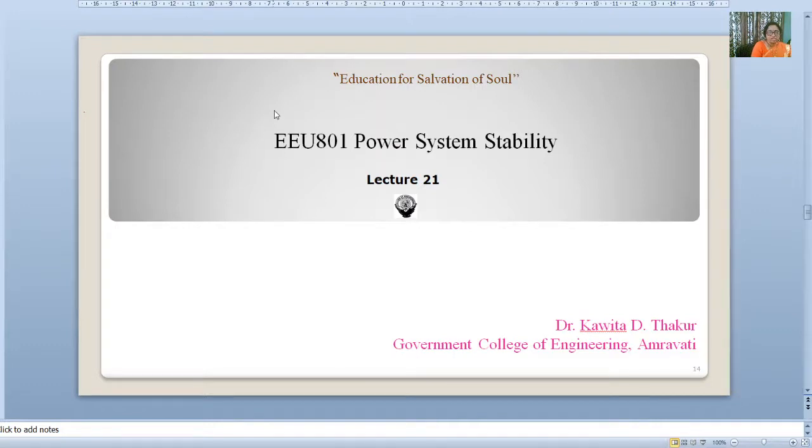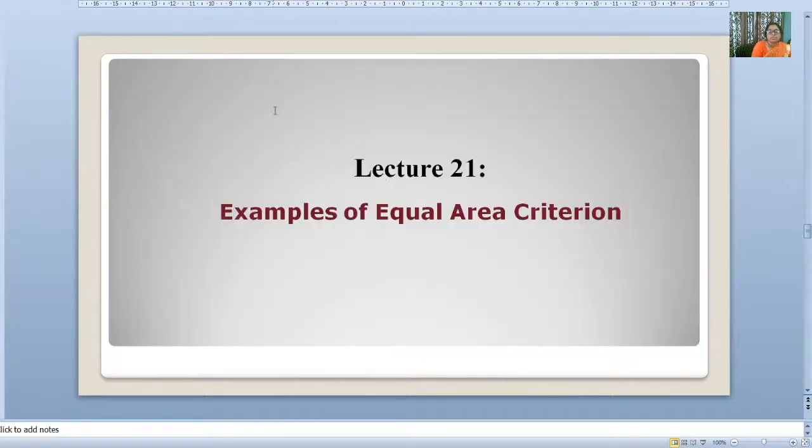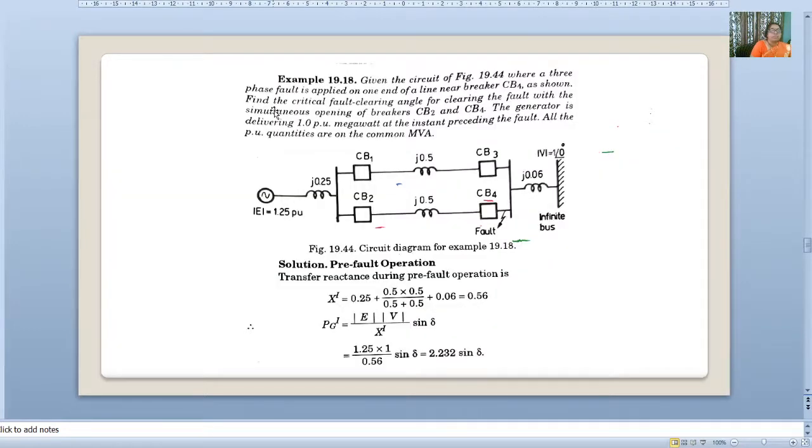This lecture is just an extension of the earlier lecture where we have solved three problems. Now we'll solve some other problems on equal area criteria. This is our first problem in this lecture.